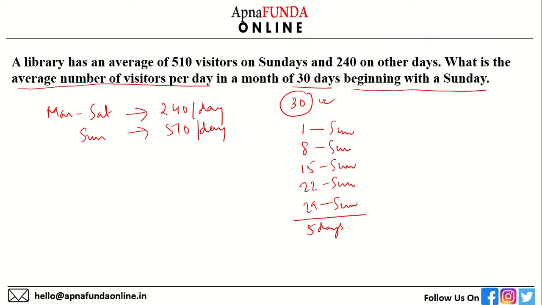So we have 5 days which are Sunday. So on 5 days, which is Sunday, I'm getting an average number of visitors of 510 per day. Correct? Now the total number of days in the month is 30. 5 days are Sunday, so the remaining are 25 days.